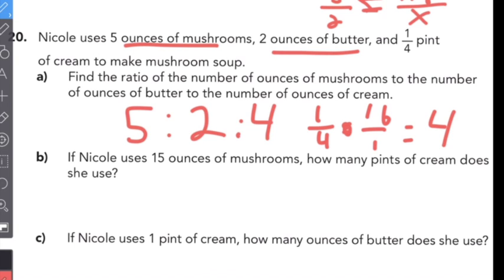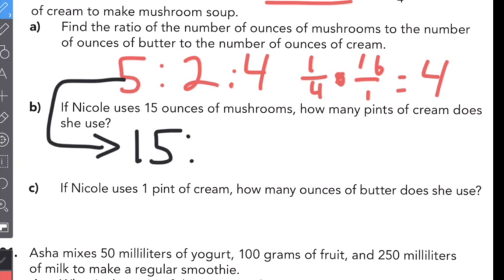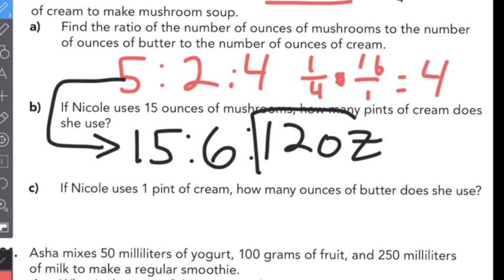All right, so the next one, it says if she uses 15 ounces of mushrooms, how many pints of cream does she use? Now I'm going to draw a little arrow. We got to get to 15 mushrooms because that's what came first. So we multiply by 3. We're going to multiply the 2 by 3, and then I'm going to multiply the 4 by 3. So I get 12. So that's 12 ounces though. Now what you're going to need to do is convert the 12 ounces into pints. So I'm going to let you guys do that.